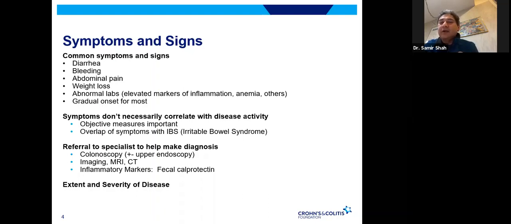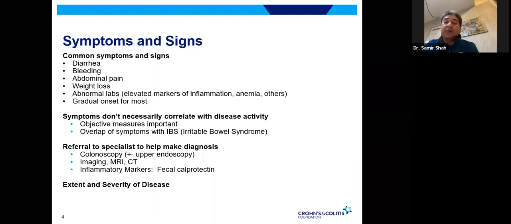We'll talk briefly later on about silent Crohn's disease. And again, symptoms don't always correlate with disease activity, and therefore objective measures are really important to making sure we're achieving our goals. And Corey already talked about in his talk about the overlap with irritable bowel syndrome.